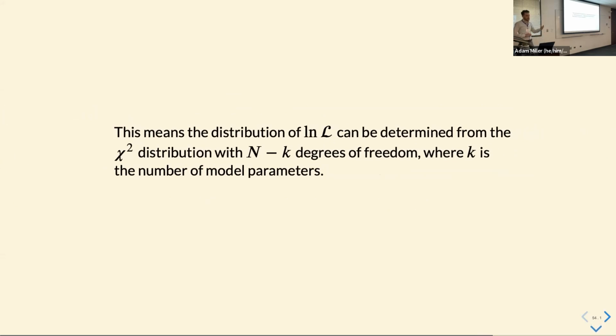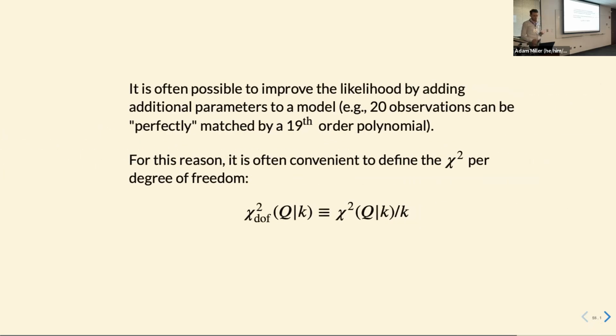That chi-squared distribution itself only depends upon the number of degrees of freedom in your model fit. So this is just the number of observations you have minus the number of model parameters that you have adopted. Okay. So this is quite nice.